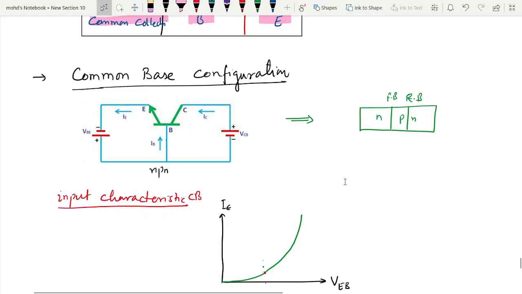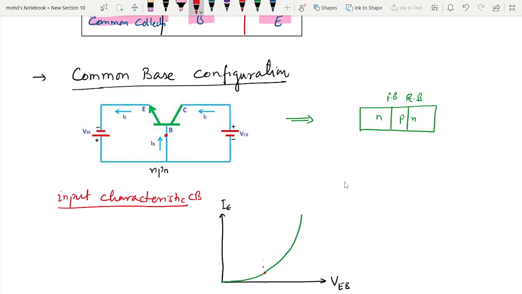This is a common base configuration for an NPN transistor. In common base configuration, the base terminal of the transistor is common to the emitter and collector, that is, the input and output terminals. As we can see, the base terminal is common to emitter and collector. Let's discuss the input characteristics of common base configuration.